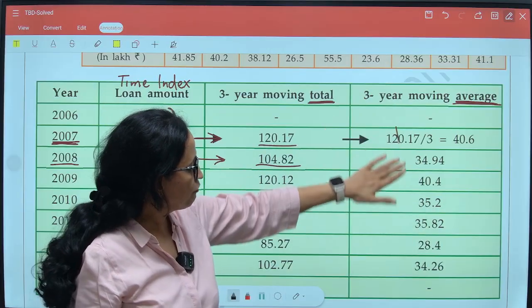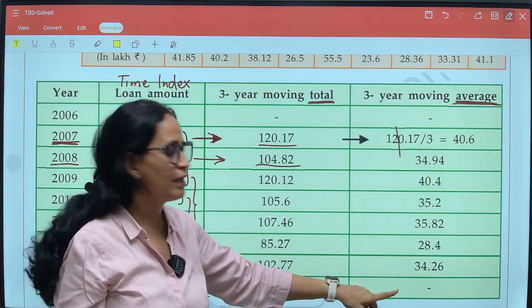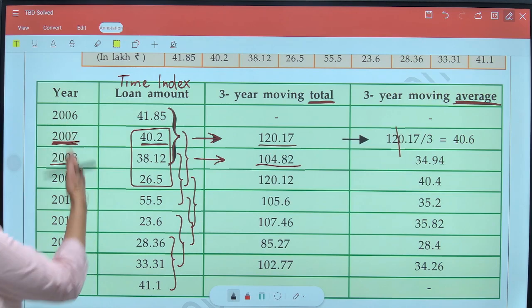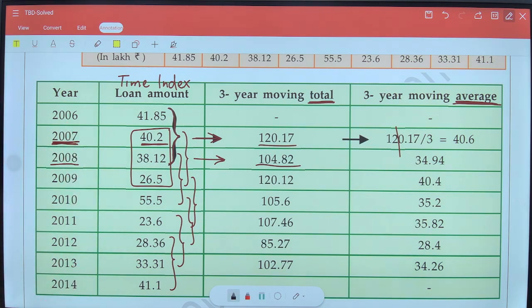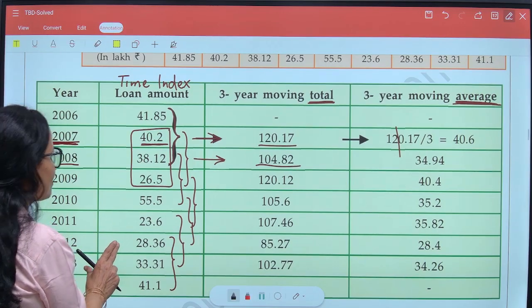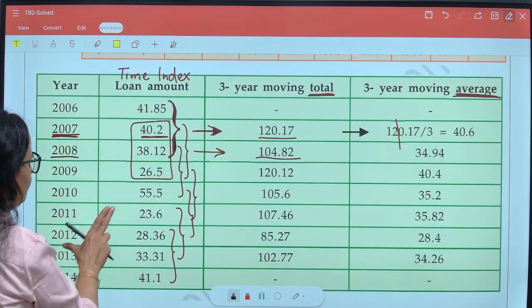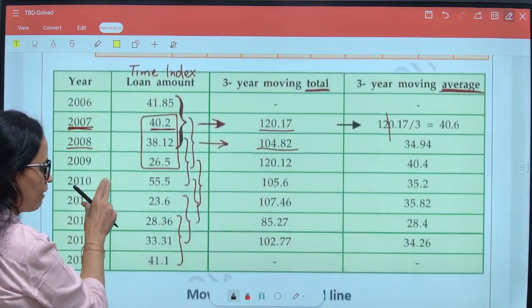So likewise you could calculate the moving average for the given data in the question, right? Now how do we analyze? What is the purpose of calculating these moving averages? We have calculated the moving averages also.